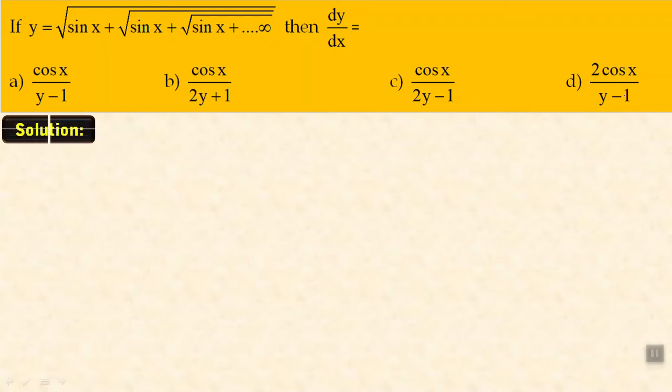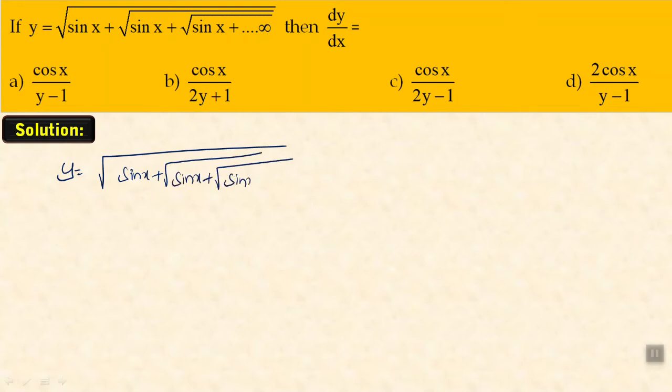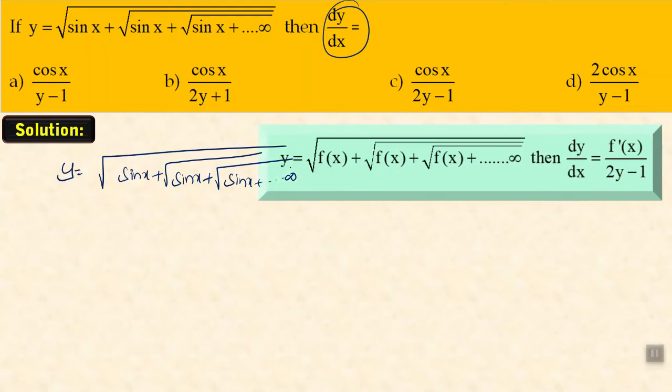Let us find this. Given y is equal to square root of sin x plus square root of sin x plus square root of sin x plus and so on infinity. Now we have to find dy by dx. Dear students, see the shortcut formula for this. y is equal to square root of f of x plus root of f of x plus root of f of x plus and so on infinity. Then dy by dx is equal to f dash of x by 2y minus 1.